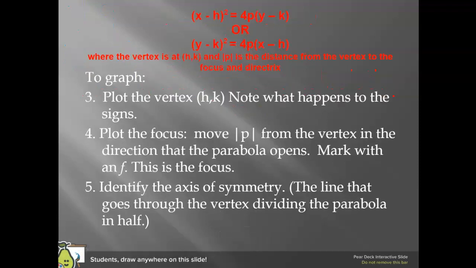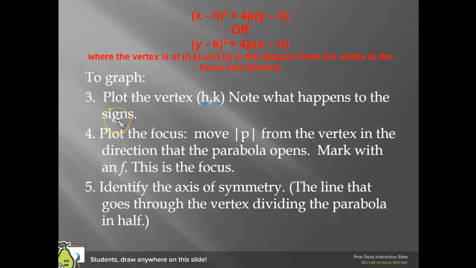Now, once we have figured out what direction our parabola is supposed to be facing, we just need to find all of the parts and get them put where they belong. So the first thing that we want to locate is the vertex. So we'll go to (h, k). Remember, opposite of the number that's with x and opposite of the number that is with y gives us our vertex. And so we want to put the vertex on there.